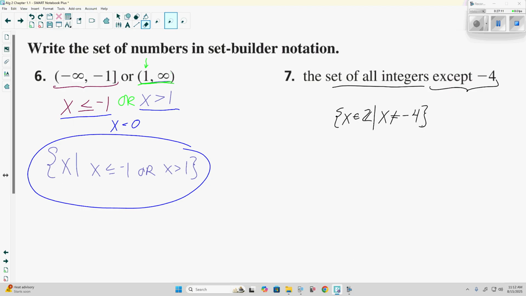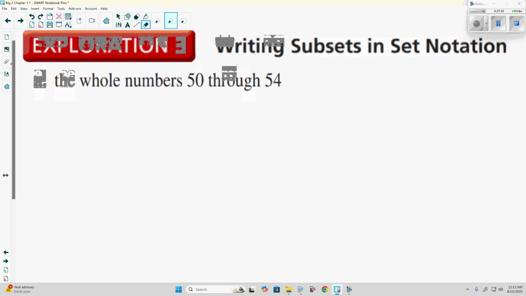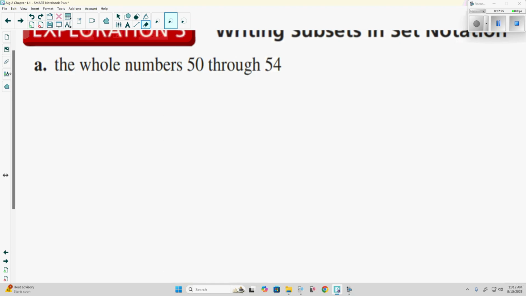Questions on number 7? We ready for the next one? Writing subsets in set notation. The whole numbers 50 through 54. Some of these, especially writing these sets and subsets, there are different ways we can go about it. And depending on if it's reasonable or logical, we pick which one we can use.